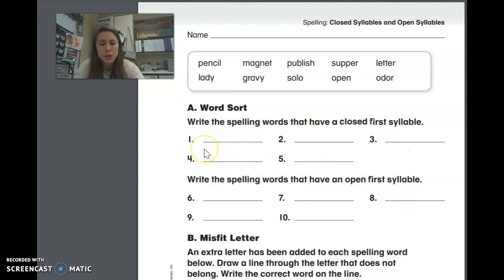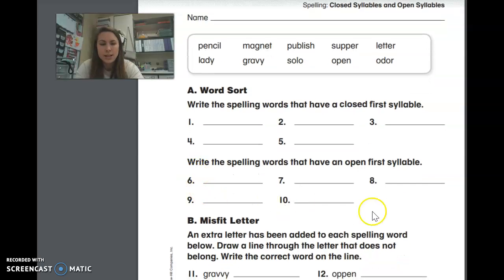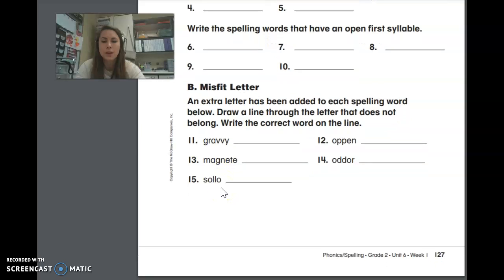So on the top, you're going to put all the closed syllables, so all the short vowel words that have a short vowel in the first syllable. And down below, you're going to put all the open syllable words, all the words that have a long vowel in the first syllable. Below, you're going to find the misfit letter. You're going to cross out the extra letter and write it correctly on the line.